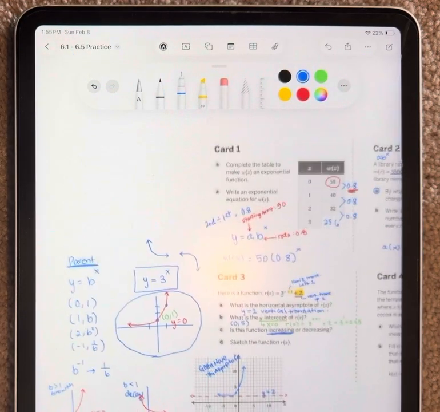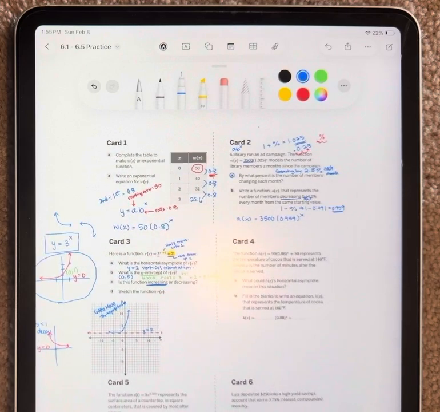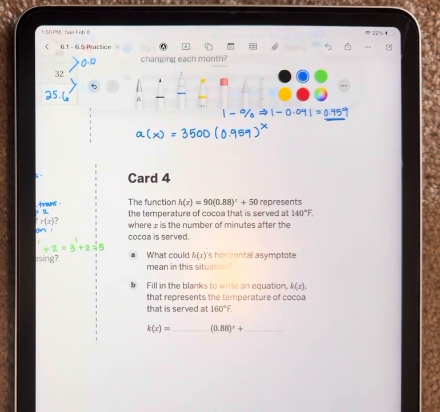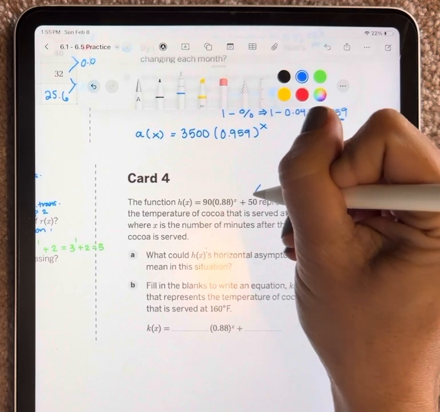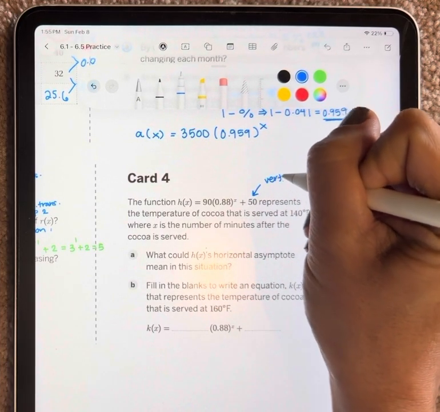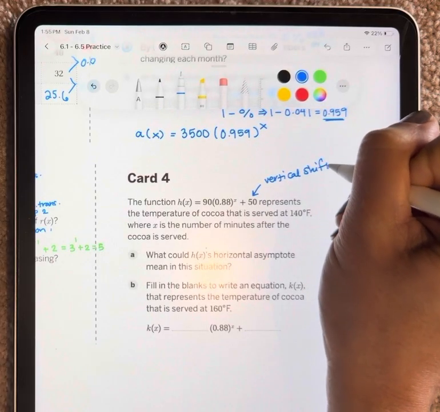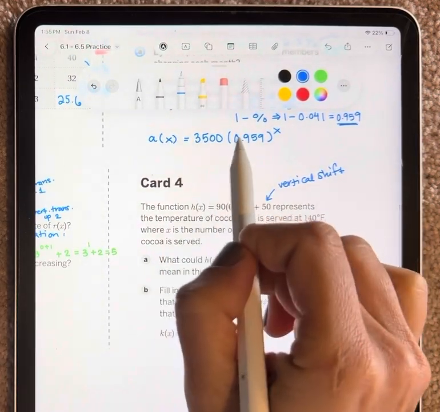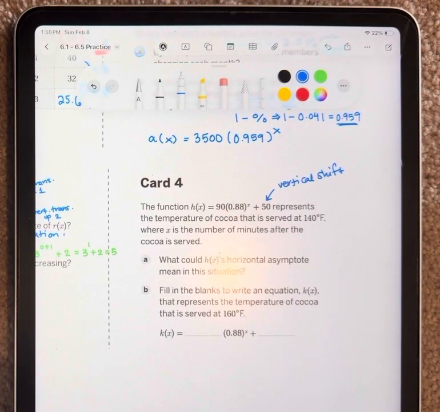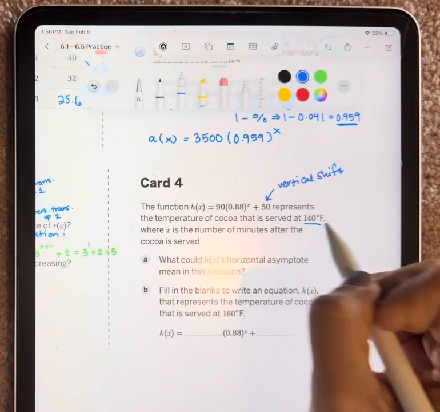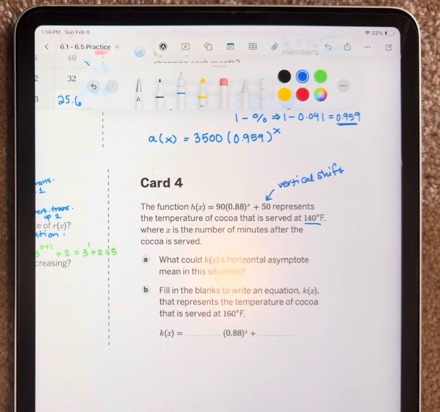Okay, very good. I hope that was a very thorough explanation since I didn't do the homework video of that. Okay, here we go now. Now we have a function. But this is what I notice about it. I notice that it has a vertical shift. It's not a plain old ab to the x like the previous word problem we did. This is that temperature problem we looked at. The temperature of cocoa is served at 140 degrees Fahrenheit, where x is the number of minutes after the cocoa is served. What could the horizontal asymptote mean in this situation?